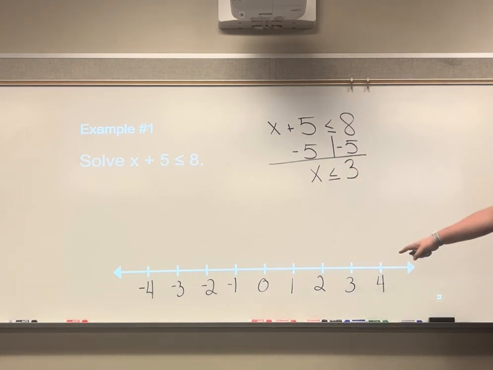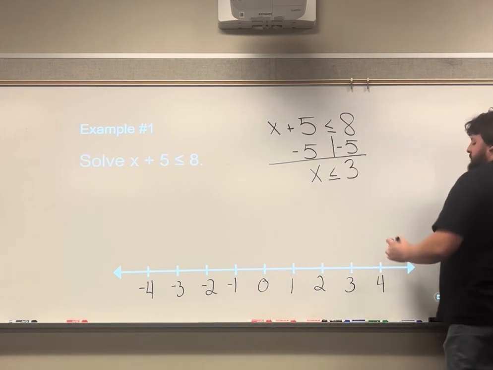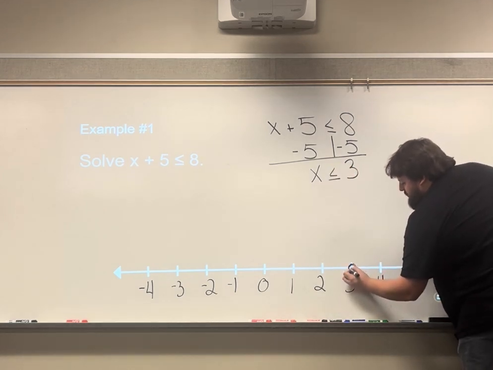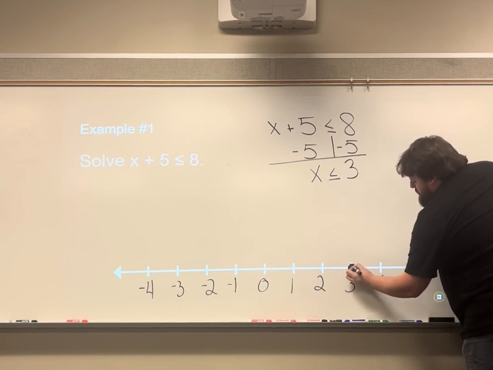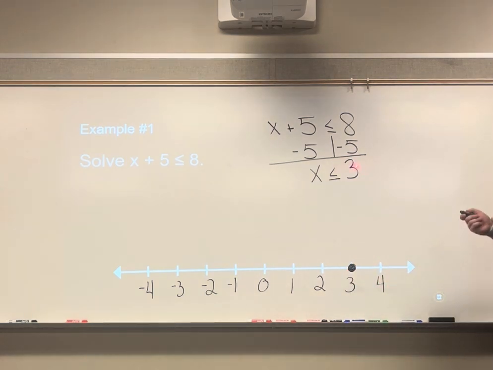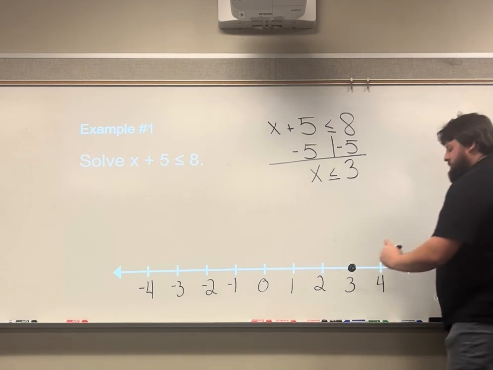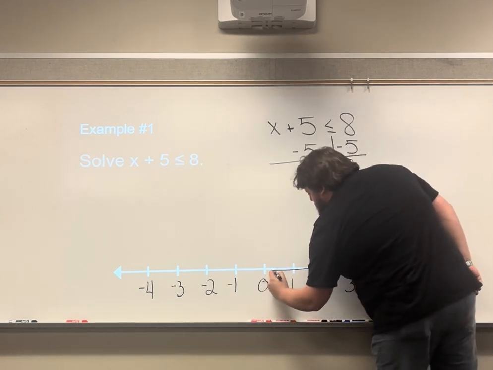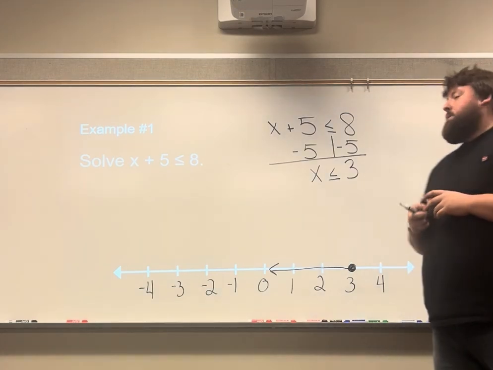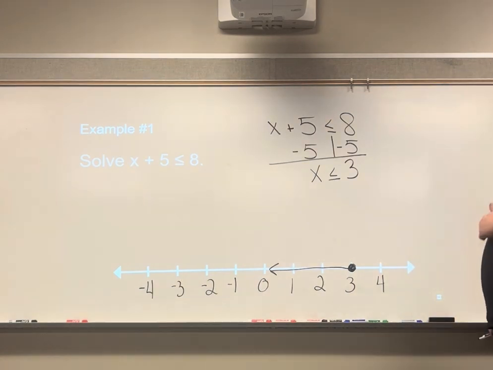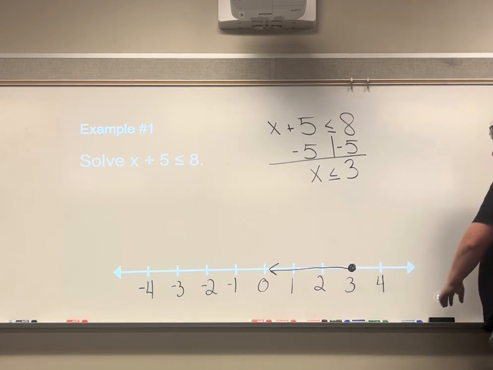So I'm going to have my point on 3. It's less than or equal to, so that's going to be a closed circle, and it's pointing at the letter, which tells me I'm going to the left. So x plus 5 is less than or equal to 8 comes out to be x is less than or equal to 3, closed circle on 3, pointing to the left.